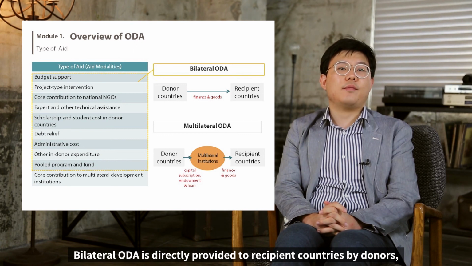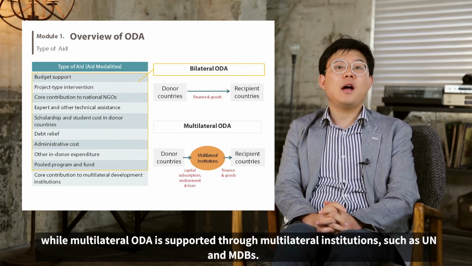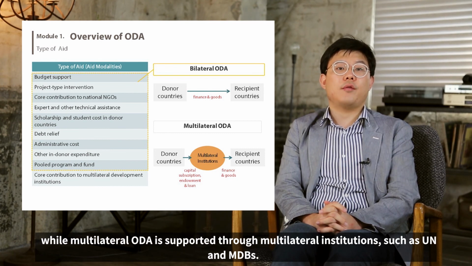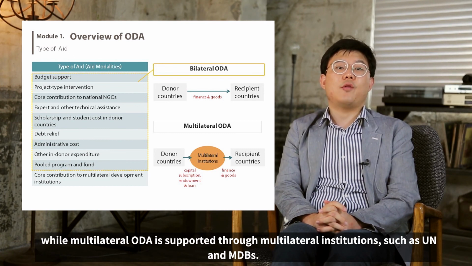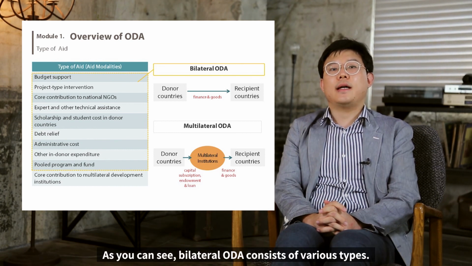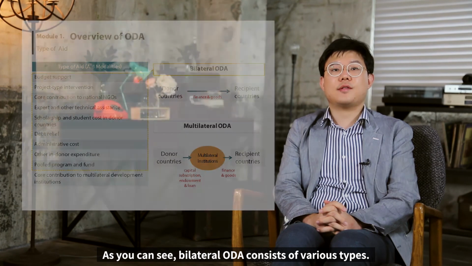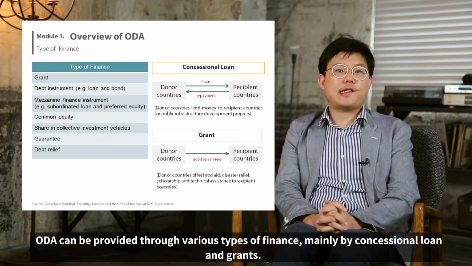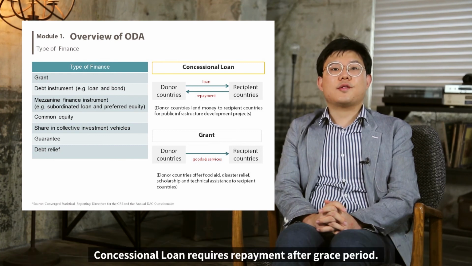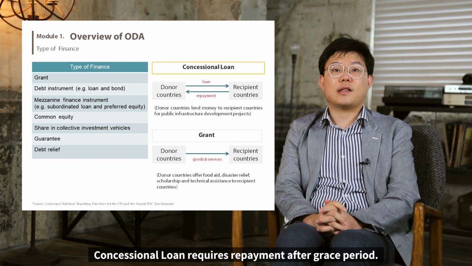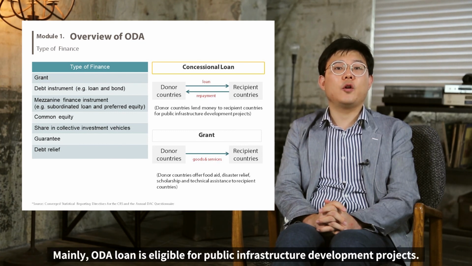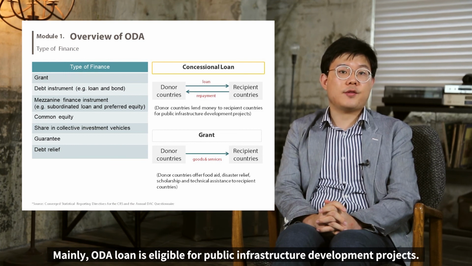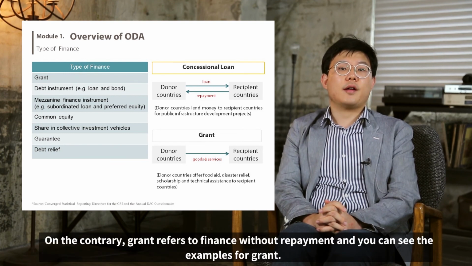Bilateral ODA is directly provided to recipient countries by donors, while multilateral ODA is supported through multilateral institutions such as UN and MDBs. As you can see, bilateral ODA consists of various types. ODA can be provided through various types of finance, mainly by concessional loan and grant. Concessional loan requires repayment after grace period. Mainly, ODA loan is eligible for public infrastructure development projects. On the contrary, grant refers to finance without repayment, and you can see the examples for grants.